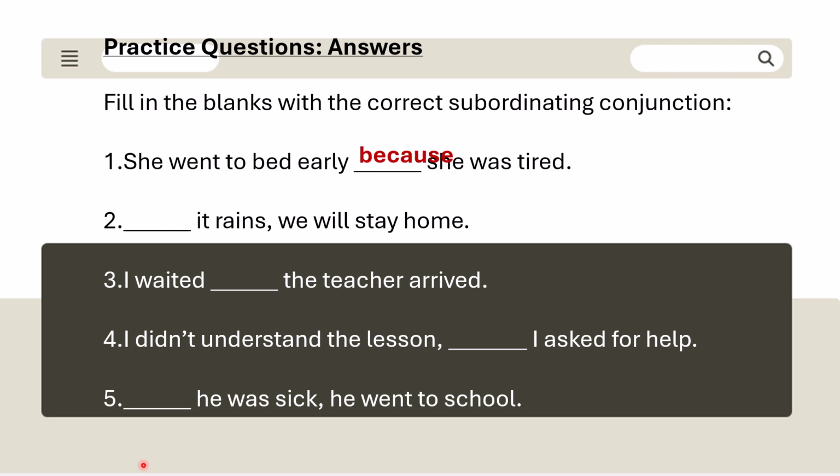She went to bed early because she was tired. Someone slept early. Dash, it rains, we will stay home. So when it rains, we will stay home. I wait, dash, the teacher arrived: I waited until the teacher arrived. Dash, there is rain, they will stay home: if. I didn't understand the lesson, so I asked for help. Although he was sick, he went to school.